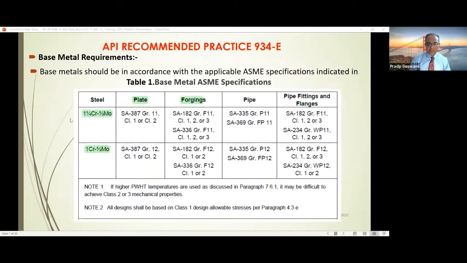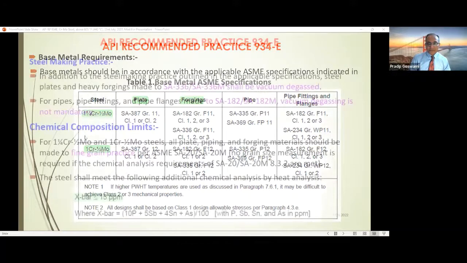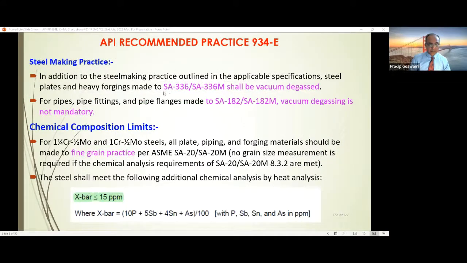What are the materials typically covered by this RP 934E? These are 1¼ chrome half moly and 1 chrome half moly. We have 387 Grade 11, Class 1 or Class 2, and for 1¼ chrome half moly, Grade 12, Class 1 and Class 2. As for the steel making practice, vacuum degassing is a must. Vacuum degassing ensures that the harmful gaseous constituents are, if not thoroughly, removed from the melt to a very great extent.